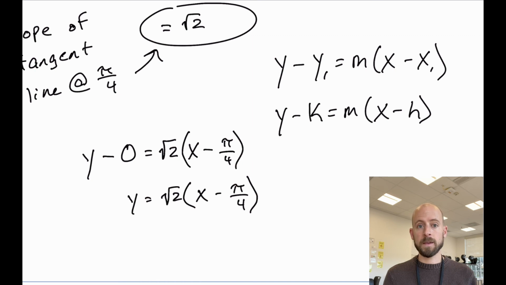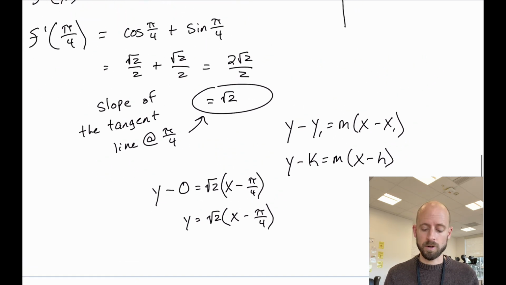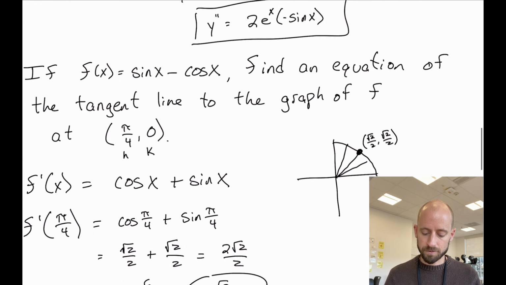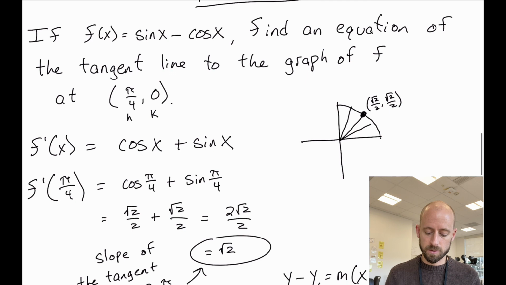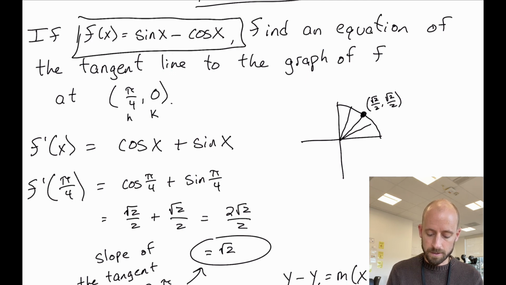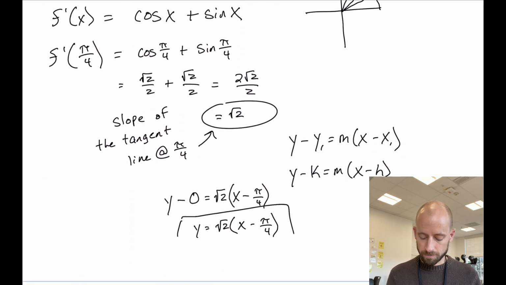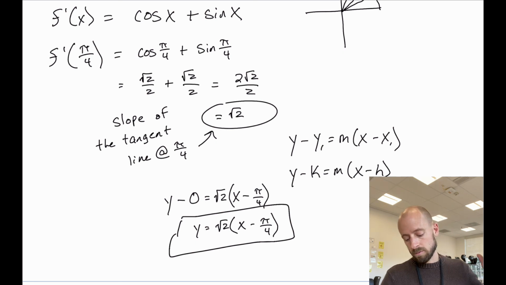pi over 4 comma 0. How do I know that I'm right? Well, I've done this problem before, but the other way is if you made a little graph of this. So if you graphed in maybe Desmos, you graph sine of x minus cosine of x, you get that graph, and then you go ahead and you graph this, you will get the tangent line going through that point at pi over 4 comma 0.